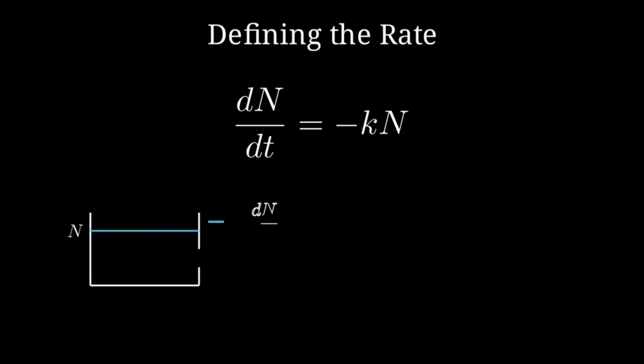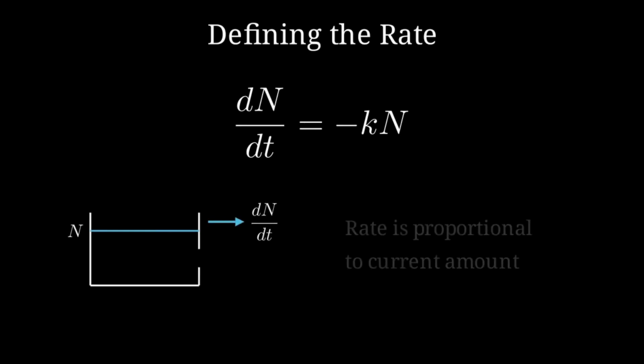In calculus terms, we describe decay using a differential equation, dN/dt equals negative k times N. This tells us that the rate of change of N with respect to time is directly proportional to the current value of N. If you have twice as much material, it decays twice as fast. This proportional relationship defines the exponential nature of the process.